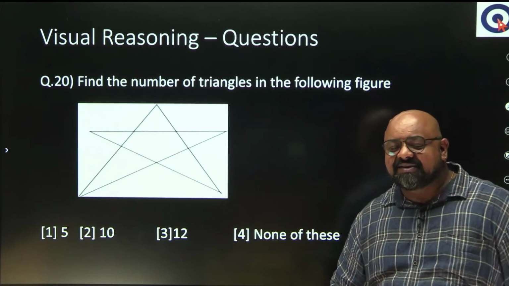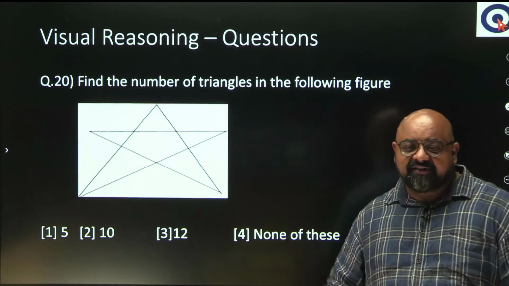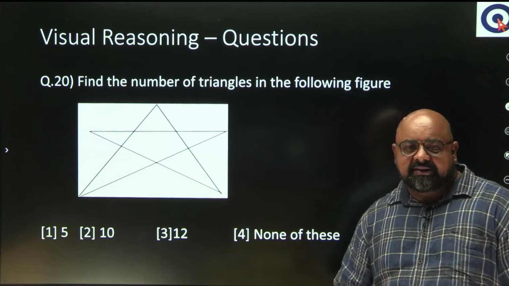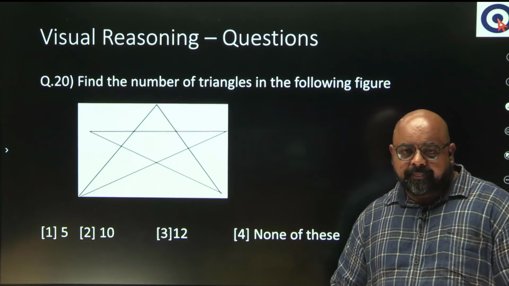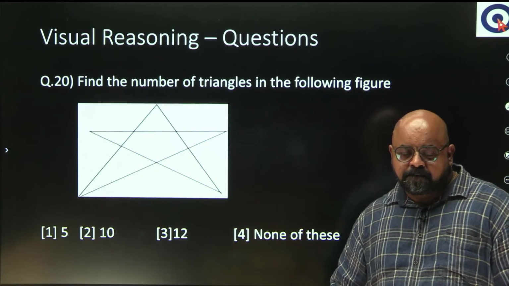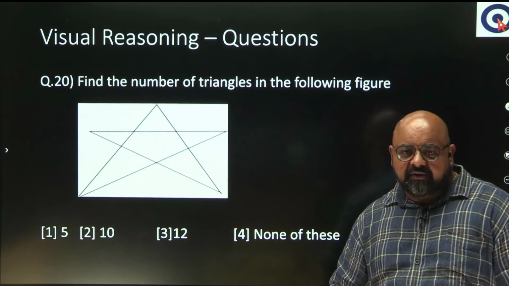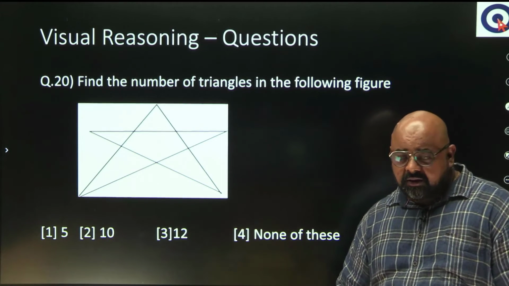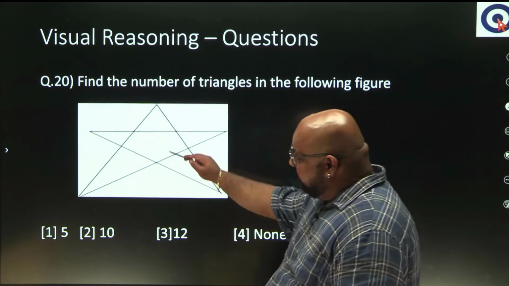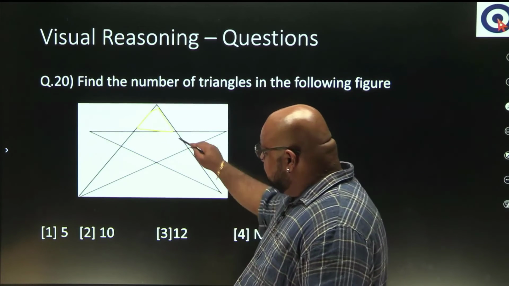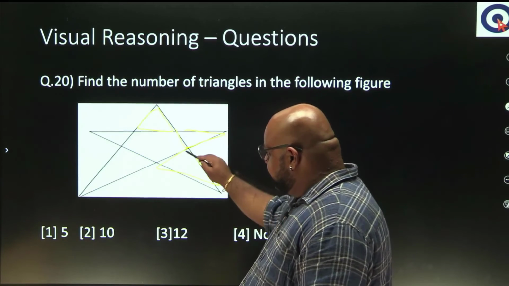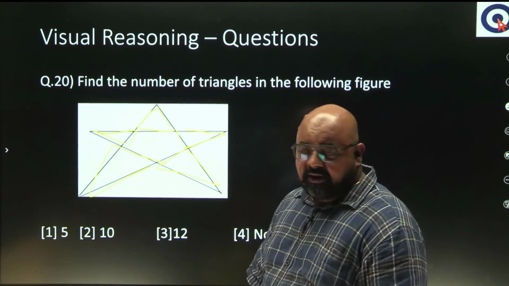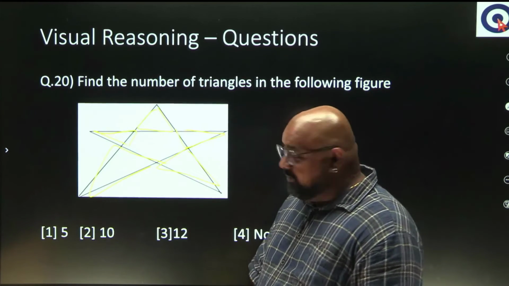Some questions talk about the different figures that are formed. For example, how many triangles are formed in this star? A good idea always is to start from the smallest part and build bigger. For example, here there will be 5 small triangles. I mean, this should have looked more symmetrical, and then I'll combine to form other triangles.